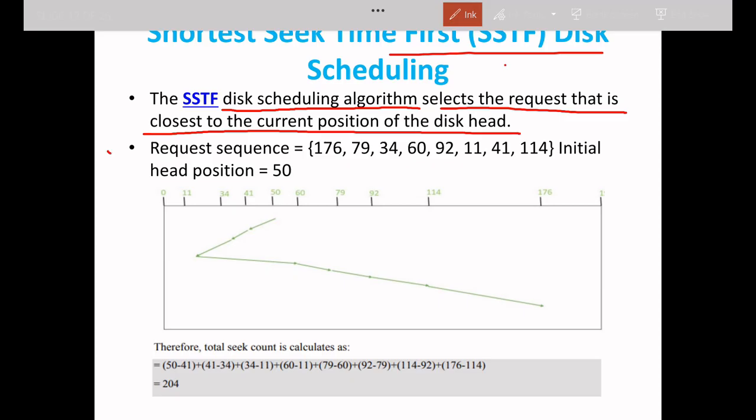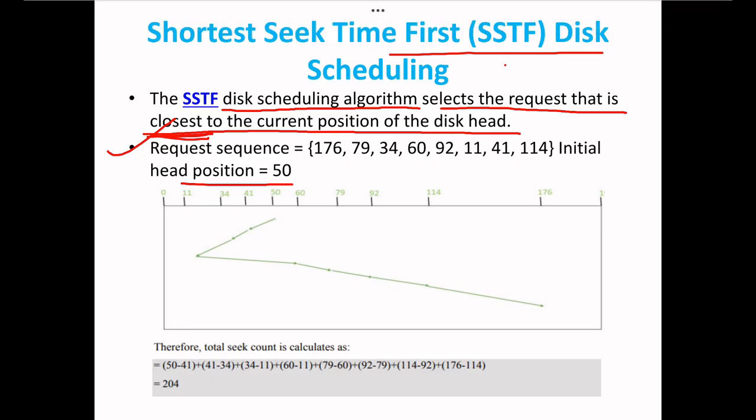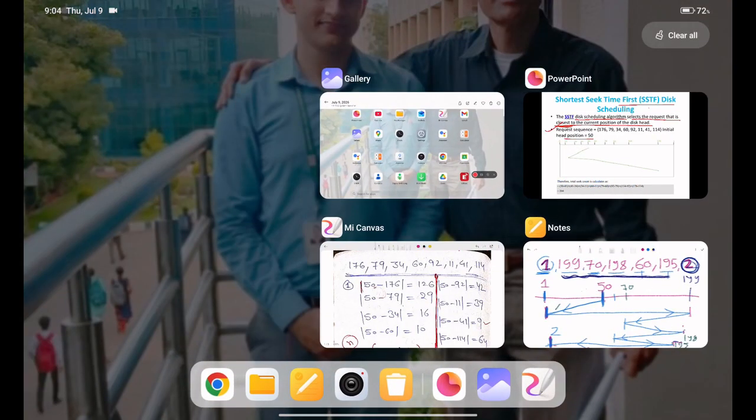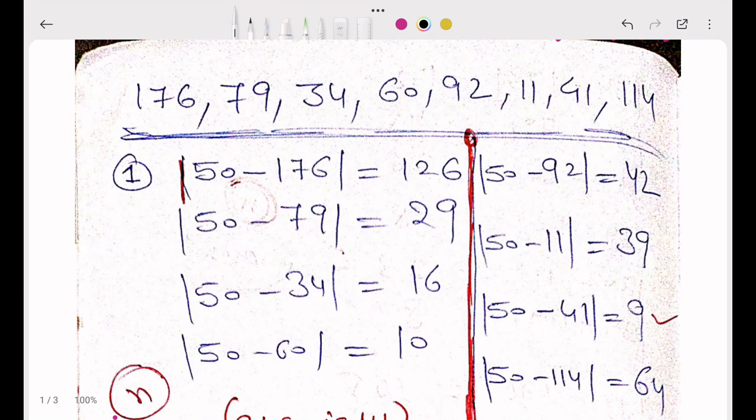Now we are taking the same question again, with the head also at 50. I will show what the meaning of closest is. Here many students make mistakes during competitive exams as well as in semester exams. I have written this question on a different page. Now see here, same question. My data is 176. You have to note it.